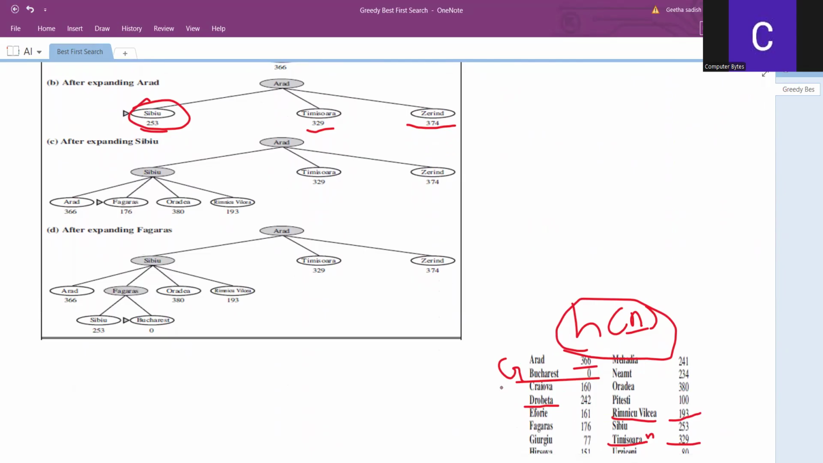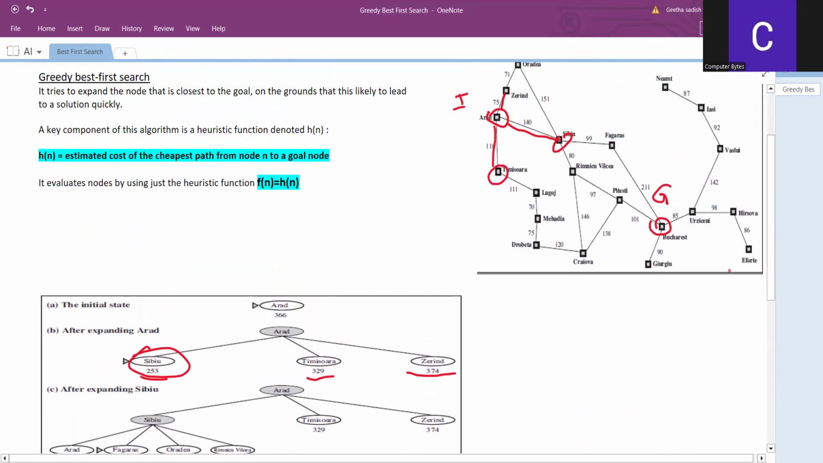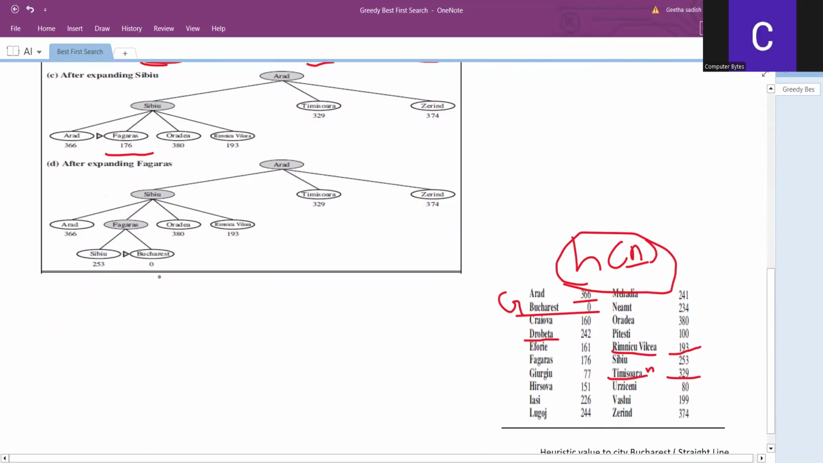And these straight line distance values are taken. Out of these, which is the minimum h of n? It is F, 176. So it is taken. From F, the successors are S and B. It only has two successors, so those will be expanded.